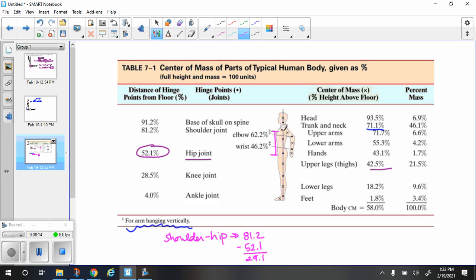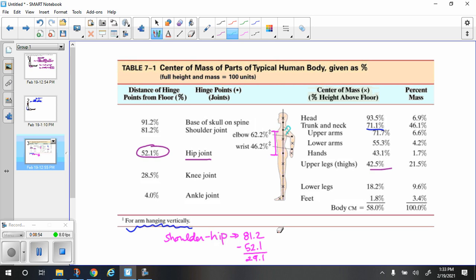Now we're going to do the shoulder to the different parts of the arm, and then we're going to add them to shoulder to the hip, because what this is saying, like, let's do the hand, well, let's do the upper arm first. So this is saying if this arm is hanging straight down, the center of mass of the upper arm is at 71.7. So that's when it's hanging down, but we want it to be up here. So if we find the difference between the shoulder and the center of mass of the upper arm, then we can add that to the hip to the shoulder, and that will give us the total length.